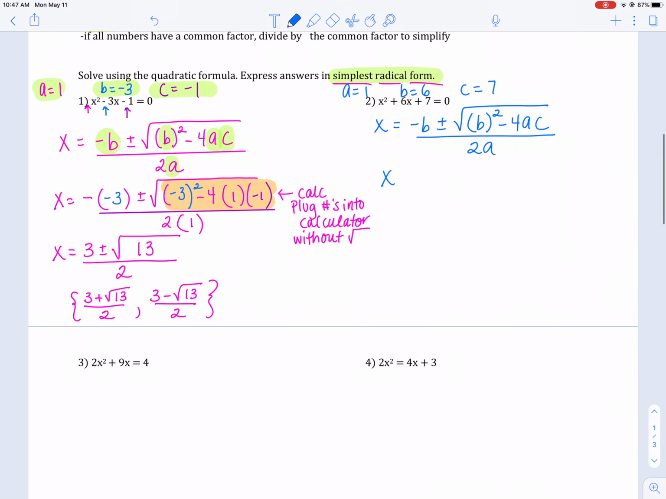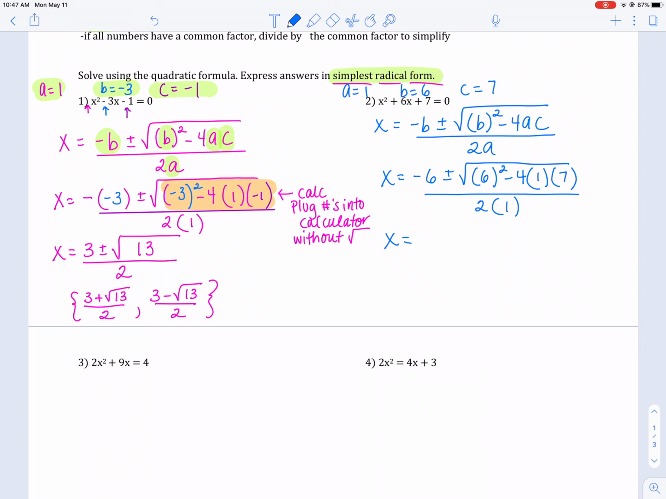And now I'm going to show my plug-in. I'm going to negate my B value. Here my B value is positive 6, so I'm just going to negate positive 6, and it becomes negative 6. Notice, when B was negative in the last example, it became a positive 3, because it was negating a negative. Now I'm going to show plus and minus. I'm going to do 6 squared minus 4 times, okay, I come to a letter, A. What's my A? 1. Come to another letter, C. What's my C? 7. And it's all over 2 times another letter, A, which is 1.